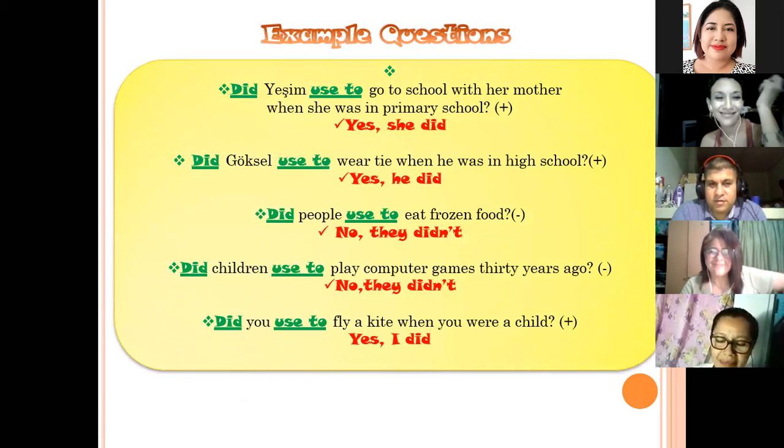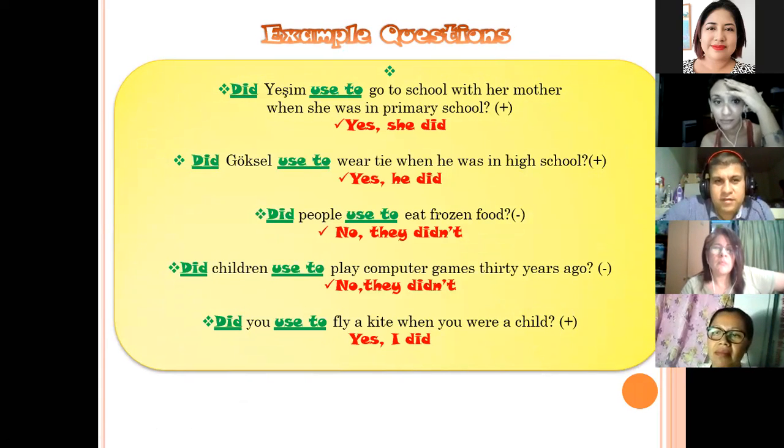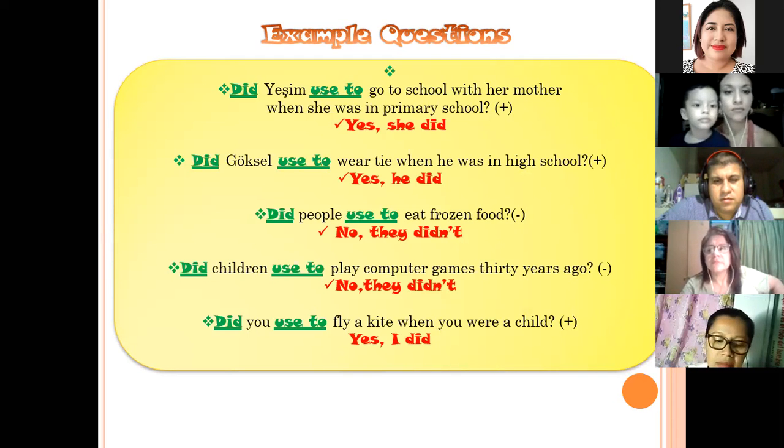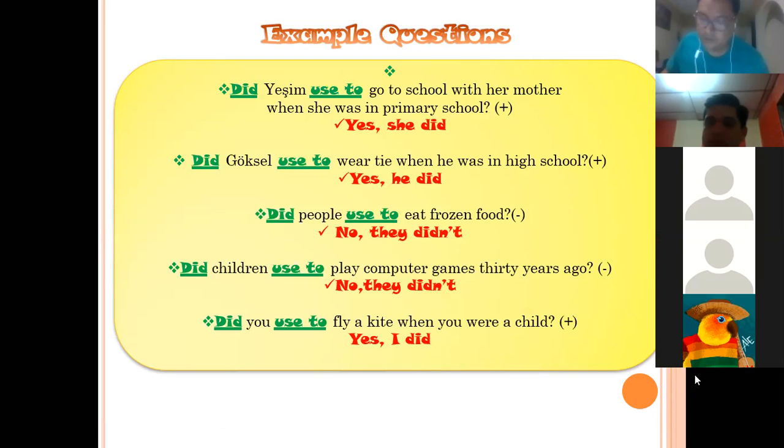Yes. All right. We have, did Jasmine used to go to school with her mother when she was in primary school? Yes, she did. Did Boxer used to wear a tie when he was in high school? Yes, he did. Elmer, did you used to wear a uniform when you went to school? Elmer is sleeping today. Goodness. Ricardo, did you used to wear a uniform when you went to school? Yes, I did. Excellent, very good.